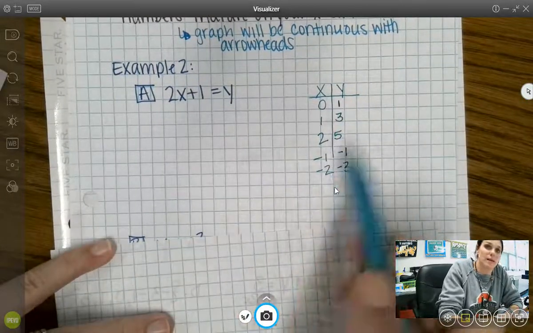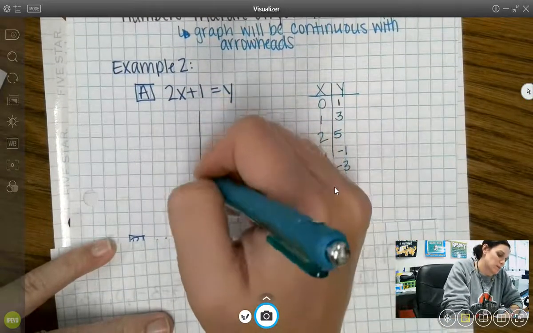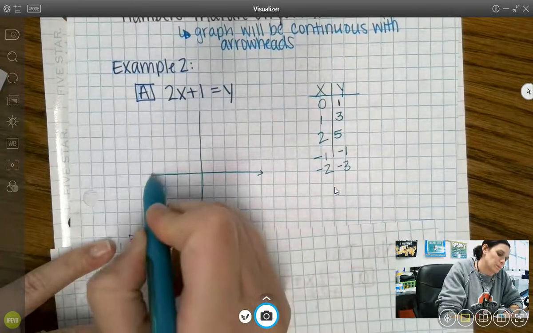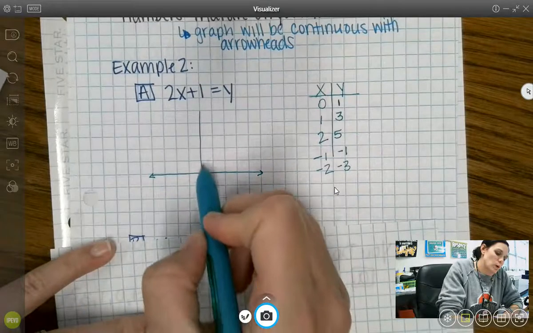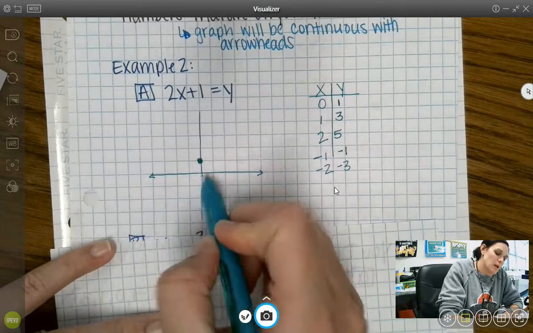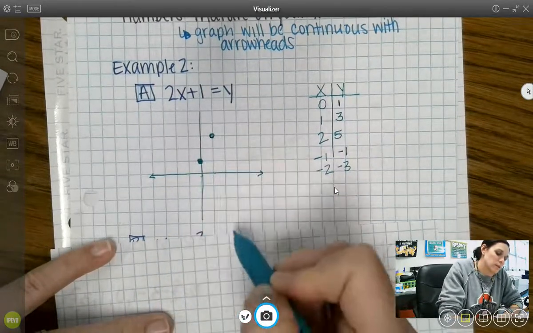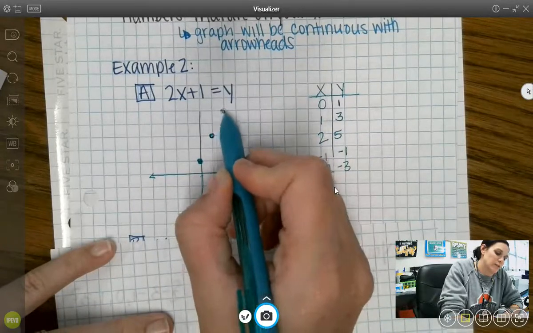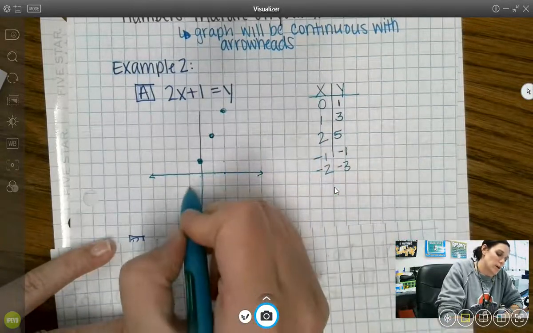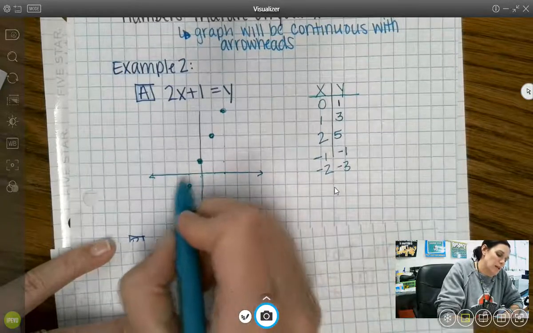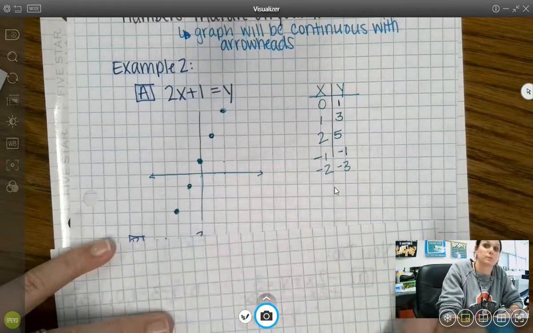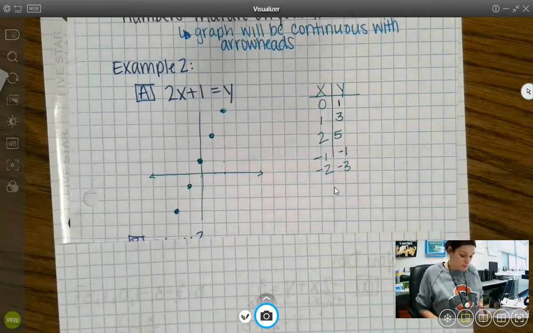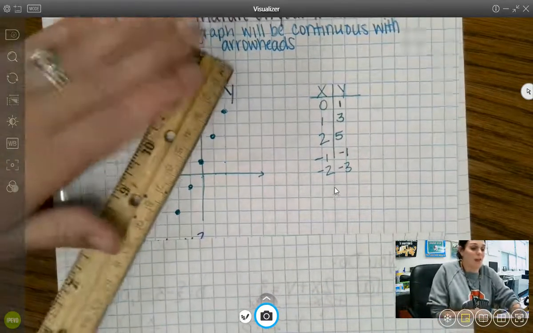So I have some positive and negative, so I'm going to make myself my plus. I have 0, 1. I have 1, 3. I have 2, 5. 1, 2, 3, 4, 5. Negative 1, negative 1. And negative 2, negative 3. And because I got to pick my own values, here's where I now connect the lines.